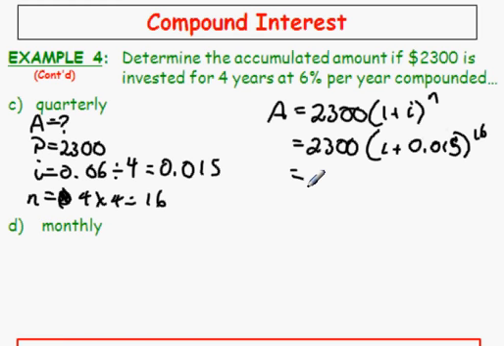So if we invest $2,300 at our interest rate and for 4 years, but this time quarterly, we're going to end up with $2,918.67. So this one's about $5 more than when we did semi-annually. Okay, so we'll try one more, which is monthly, and just see if it makes a big difference.